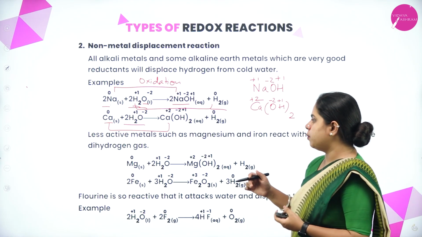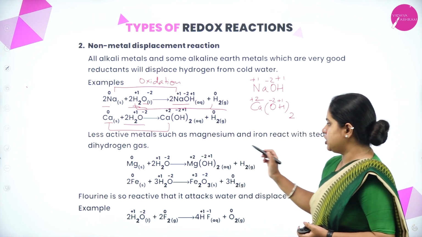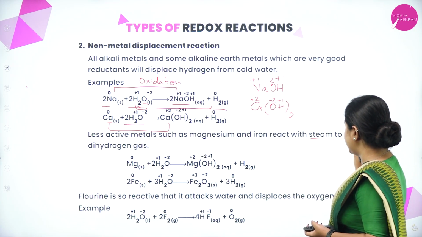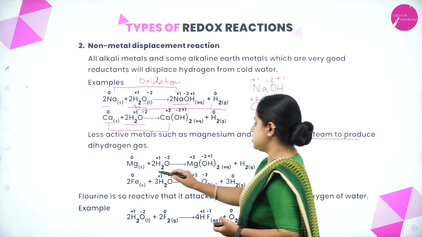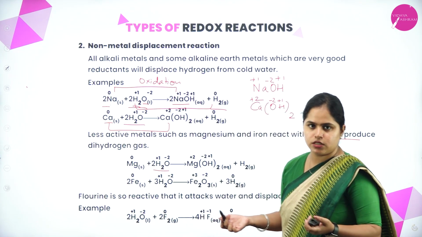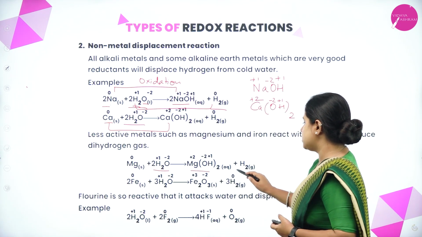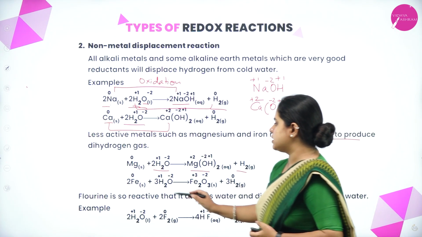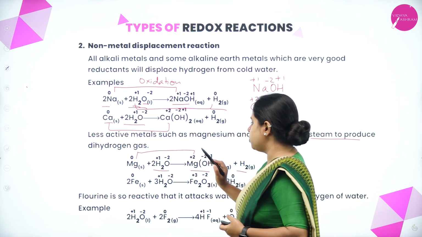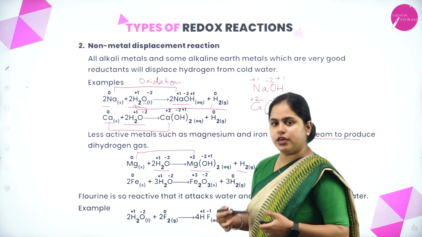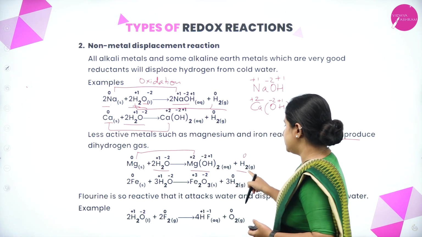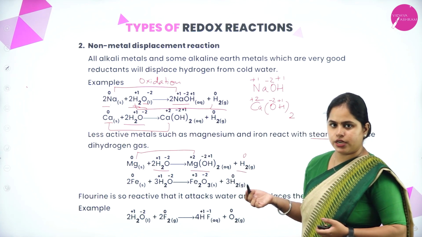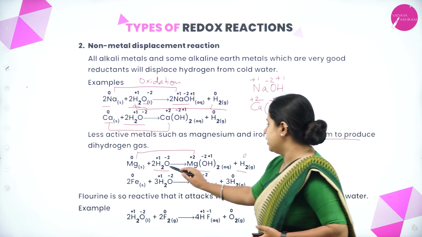Now we are going to talk about less reactive metals such as magnesium and iron, which react with steam to produce hydrogen gas. So magnesium in the presence of water, again steam means it is water itself, right? So we get magnesium hydroxide and hydrogen gas. Here also you can see magnesium has increased from 0 to +2. Magnesium undergoes oxidation, and hydrogen from +1 has reduced to 0. Hydrogen in its elementary state is 0, so it is undergoing reduction.